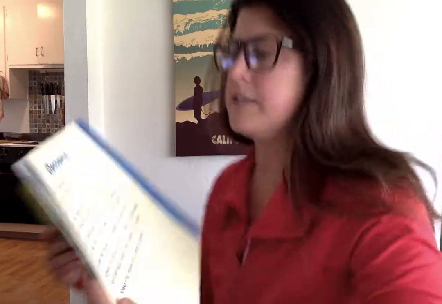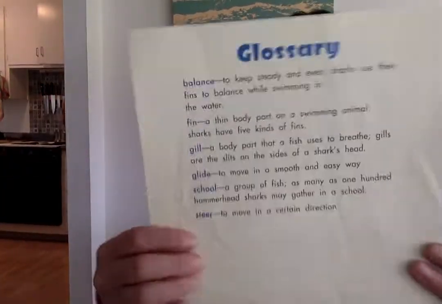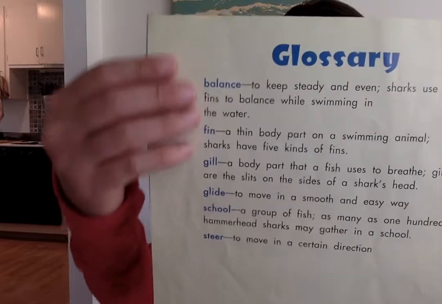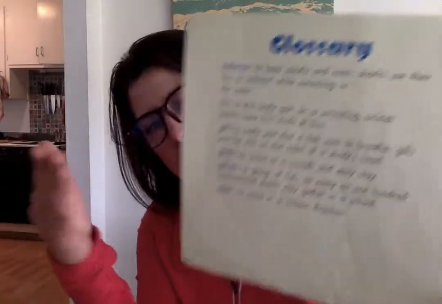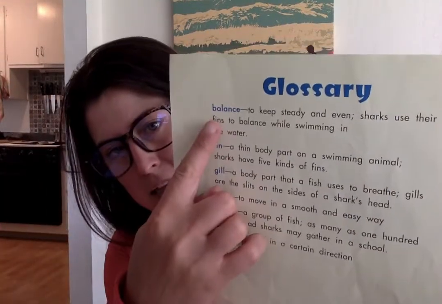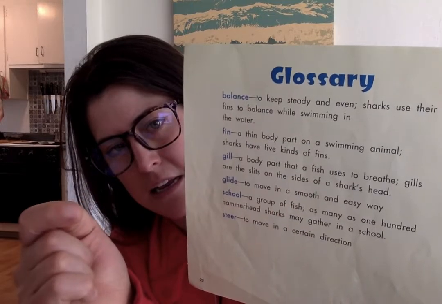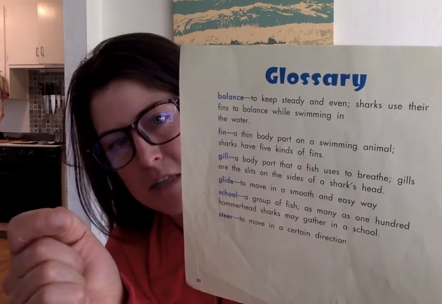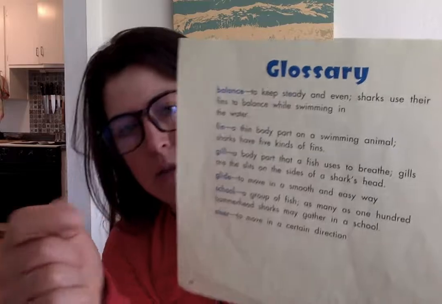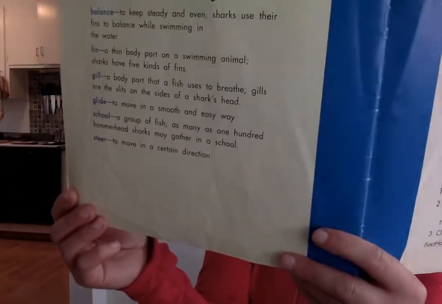And that's the end. The author included this page called a glossary to help us if there were any words in the book we didn't understand. We could look back here, like balance. It says to keep steady and even. Sharks use their fins to balance with swimming in the water. So that's just like an extra information page. Okay, so now let's think. What was important in that book?